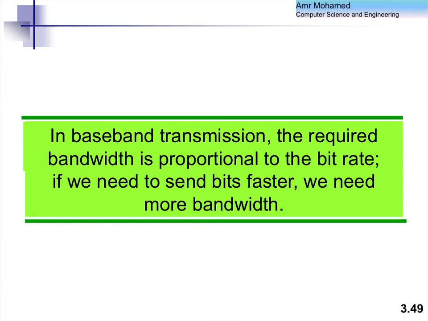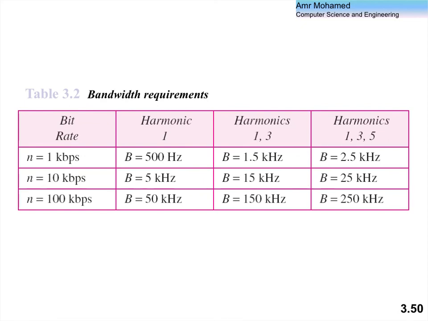So in baseband transmission, the required bandwidth is proportional to the bit rate, and we know that. If we need to send bits faster, then we need more bandwidth. That's a fact. We cannot get out of this. So this table shows us that if we have n bits, we can have a single harmonic to represent this, in which case the bandwidth is n over 2.